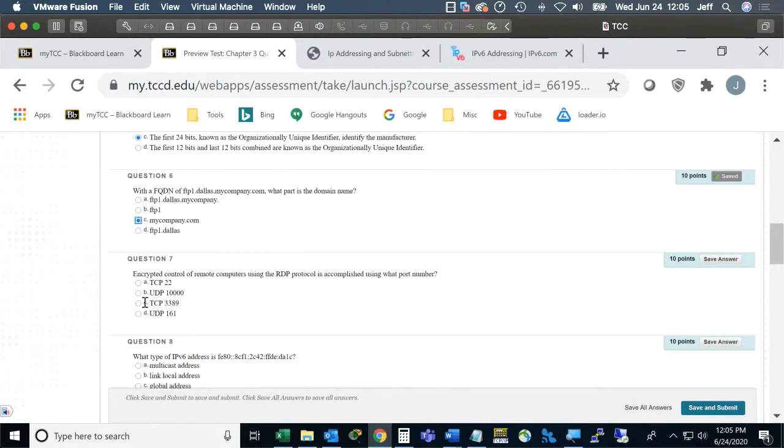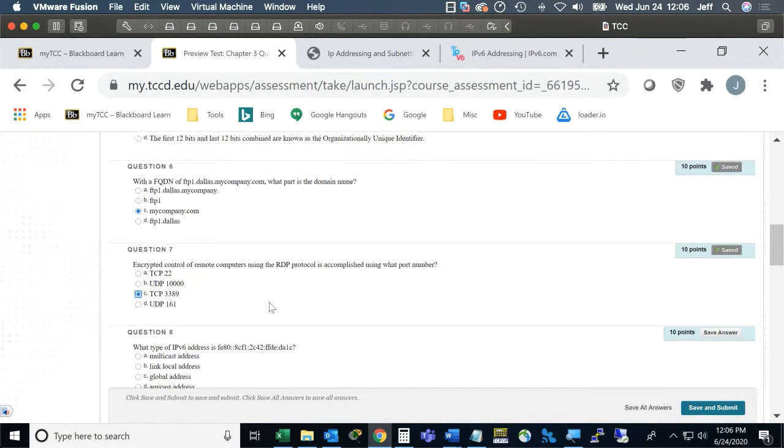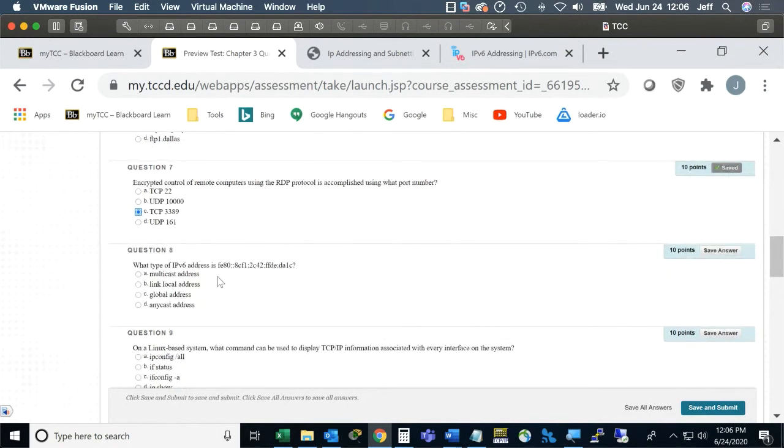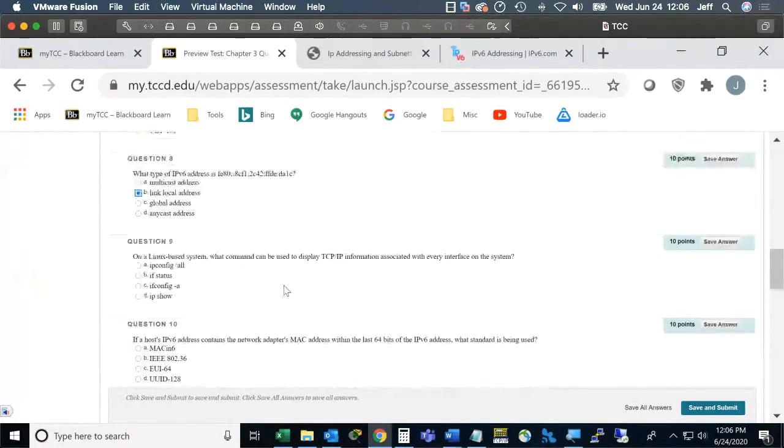It's 3389. Yeah, 3389 is RDP. 22 is secure shell, SSH. What type of IPv6 address is the FE80, etc.? Really, you only need the FE80 to know what it is. B, yes, it's a link-local address.